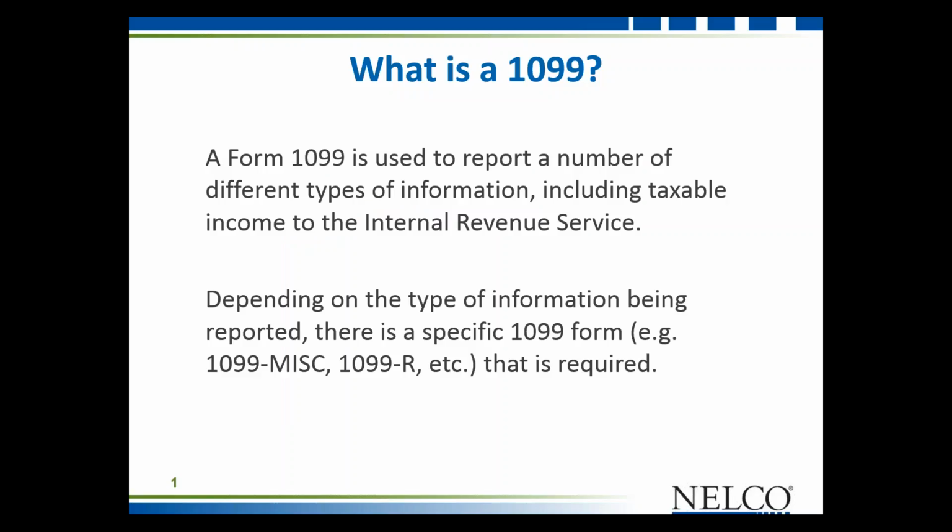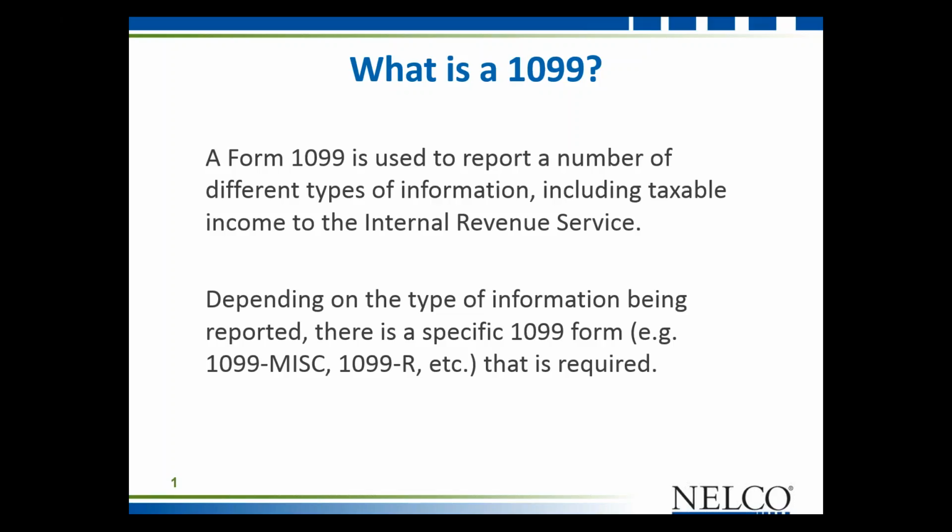So what is a 1099? A Form 1099 is used to report a number of different types of information, including taxable income, to the Internal Revenue Service. A Form W-2, for example, is used to report employee compensation and benefits paid. A Form 1099 is used to report non-employee compensation. And depending on the type of information being reported, there is a specific 1099 form.